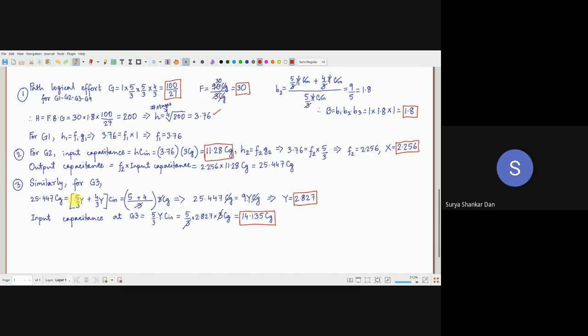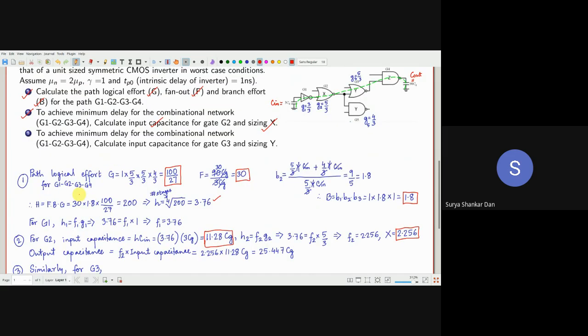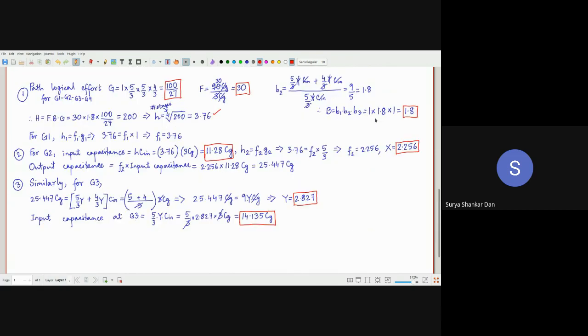Okay, so this will essentially take care of the branching, that's why it is getting added. If it is along the same path, the path effort is always the product of the logical efforts of each of the stages, right? Here it is the sum of the two efforts. So this is G3, which is 5 by 3. Here G5 was written, capital G5. That's why I put 4 by 3, because it's a NAND gate. So 5 by 3 plus 4 by 3. That is what I've written.